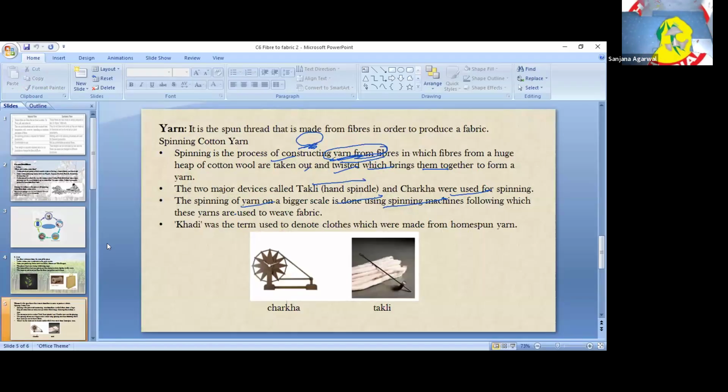Neha and Tilokya. Yes, ma'am. Tilokya, read this quickly.